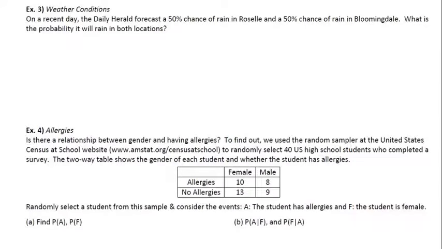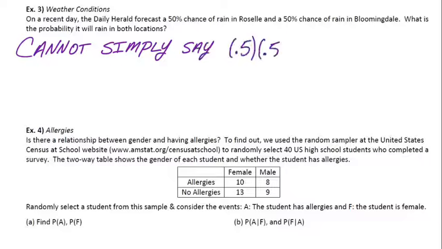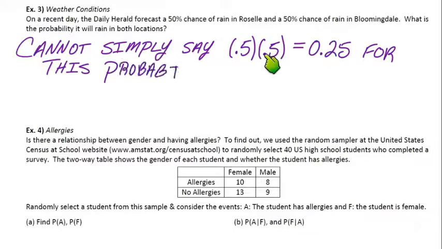All right, example 3, weather conditions. On a recent day, the Daily Herald forecasts a 50% chance of rain in Roselle and a 50% chance of rain in Bloomingdale. What is the probability it will rain in both locations? Okay, I don't want to say this is a trick question, but this one requires probably a little bit more thought than just the plug and chug, because the answer is definitely not just 0.25. So you can't simply say, just multiply these two probabilities, 0.5 times 0.5, and get 0.25.